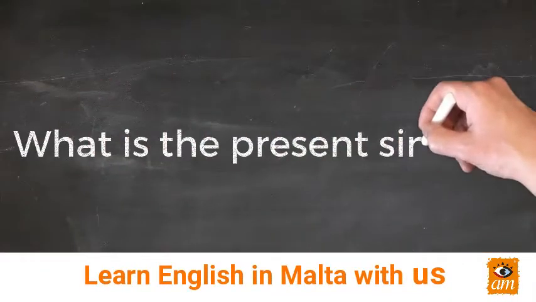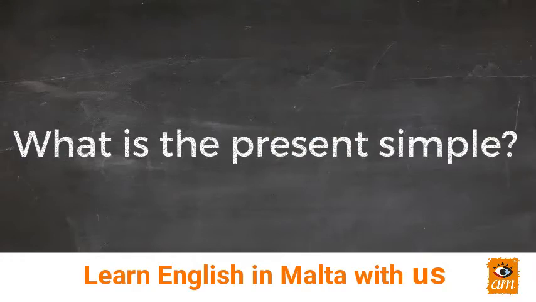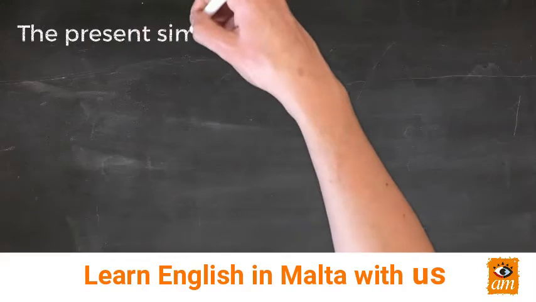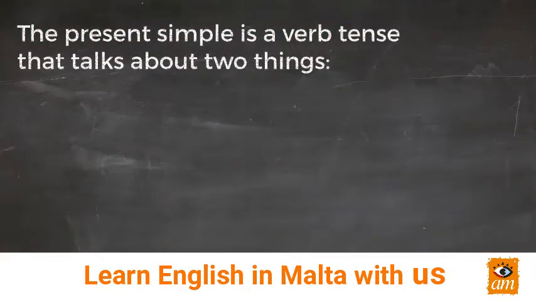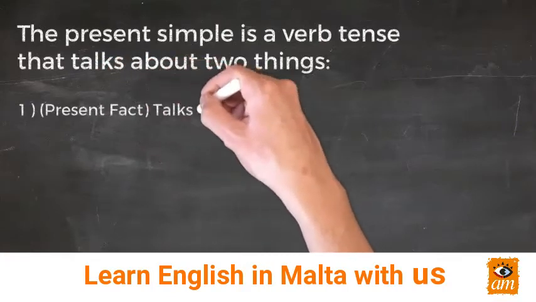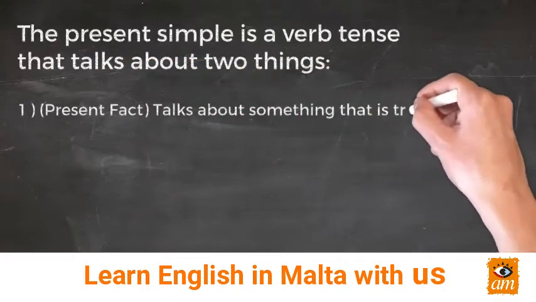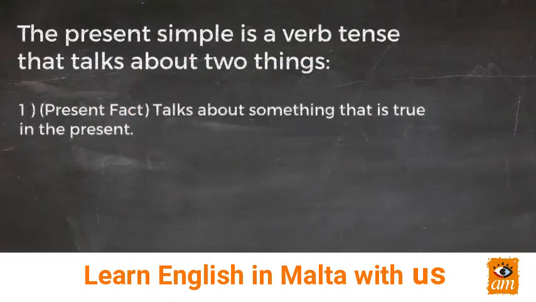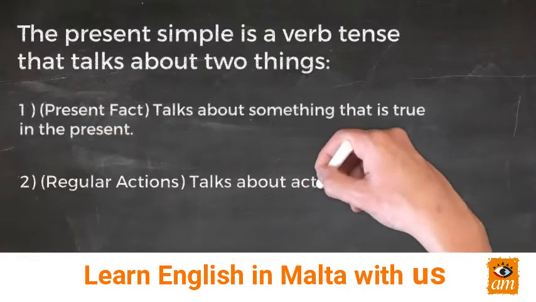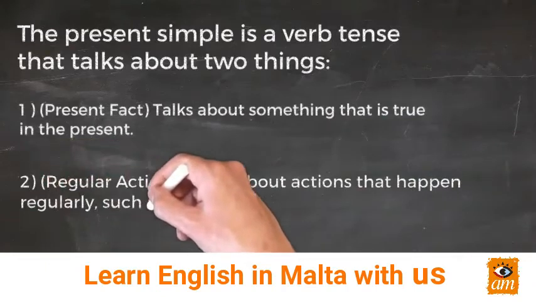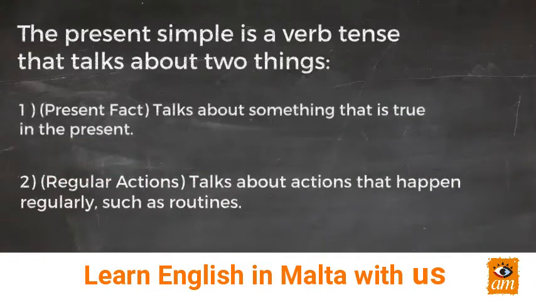What is the present simple? The present simple is a verb tense that talks about two things. First, present fact talks about something that is true in the present. Two, regular actions talks about actions that happen regularly, such as routines.